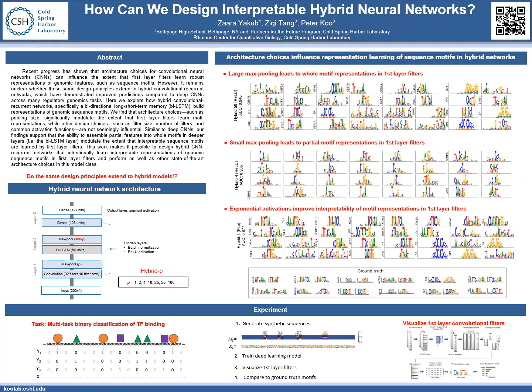We also explored other architecture choices that didn't influence the first layer filters much, such as the number of units in the bidirectional LSTM and the first layer filter size. This study shows that similar to CNNs, representation learning of sequence motifs for hybrid CNN-RNNs are highly sensitive to architecture choices.